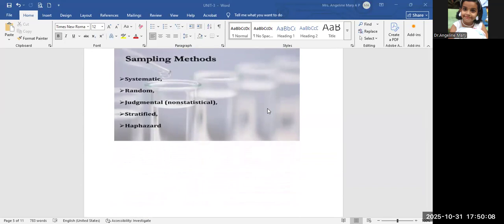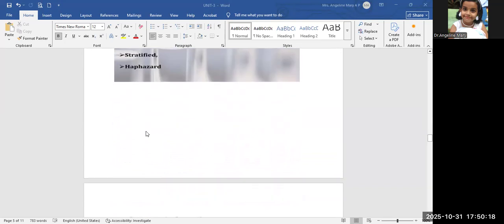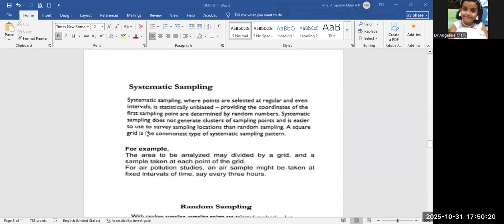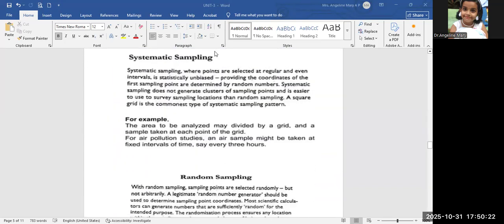There are different types of sampling methods. The first one is systematic, the second one is random, the third one is judgmental, the fourth one is stratified, then others. So these are the different types of sampling methods. What is systematic sampling? From the name itself, we can easily identify what they are going to do in this method. Systematic sampling is where points are selected at regular and even intervals.